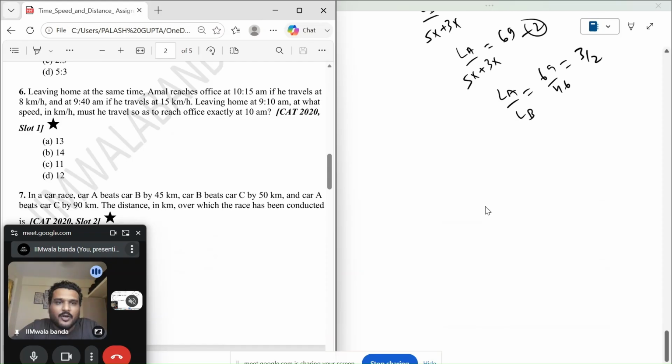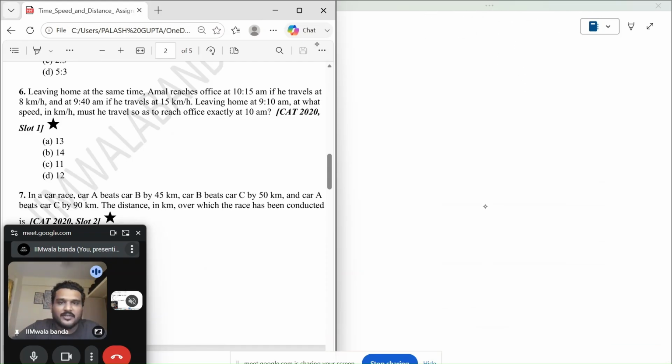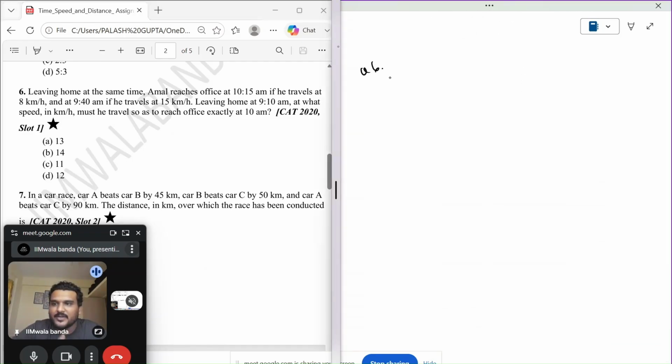So you have to do a lot of train type questions to actually be able to understand what is happening in slow motion. Leaving home at the same time, Amal reaches the office at 10:15 a.m. if he travels at 8 km per hour. So let the normal speed be S, normal time t, and distance be d. It is saying that he's reaching the office at 10:15, whatever time he's starting.